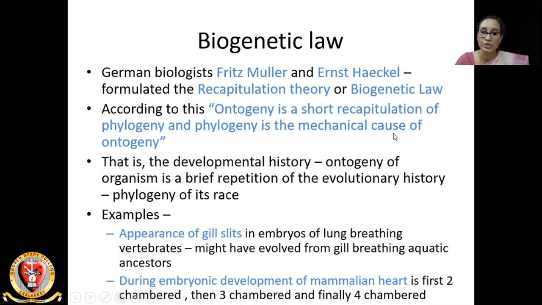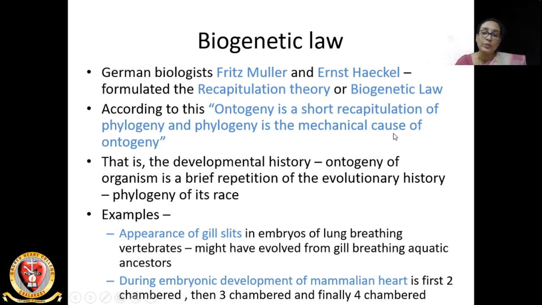According to them, ontogeny, or the developmental history, is actually a short recapitulation, or a recap, of the phylogeny, that is the evolutionary history of that particular animal. According to them, ontogeny is a short recapitulation of phylogeny, and phylogeny is the mechanical cause behind ontogeny. So the developmental history, or the ontogeny, of the organism is simply a brief repetition of the evolutionary history of that organism, that is the phylogeny of its race.